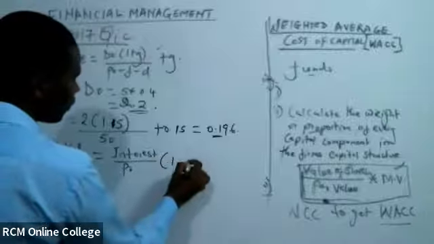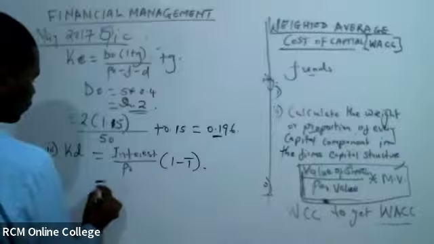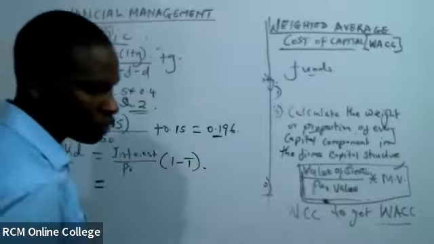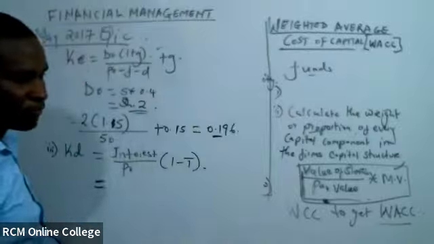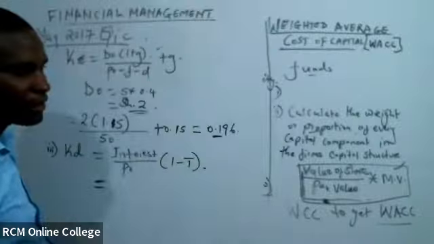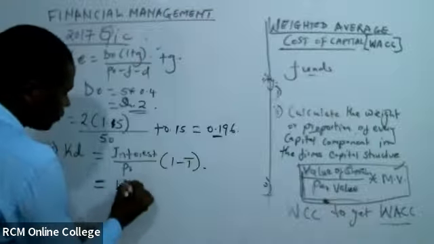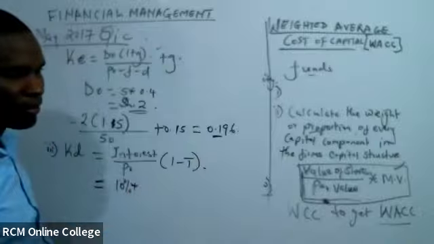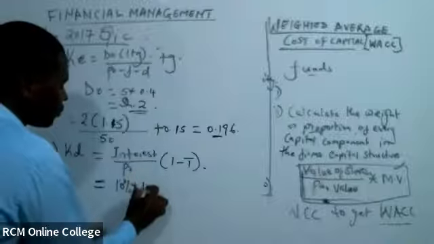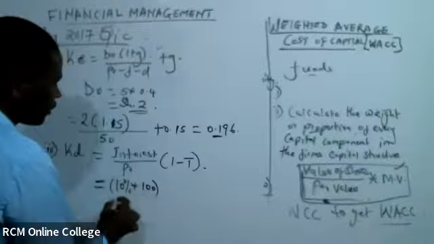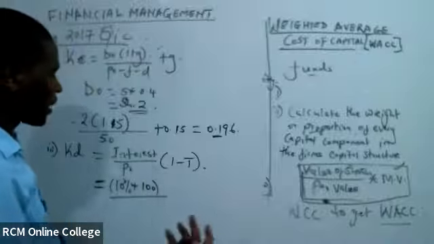Then you adjust for tax, T for tax. So how do we get the interest? What is the rate of this debt? The rate is 10%. And the par value is 100. We get interest by taking the rate times the par value, divided by the market price. What are they saying about the market price of this debt?